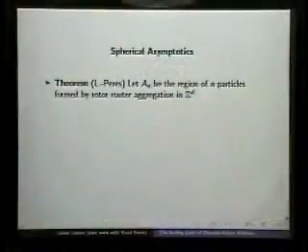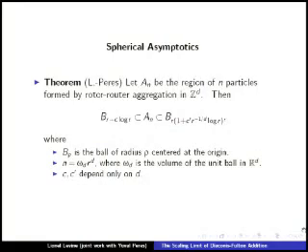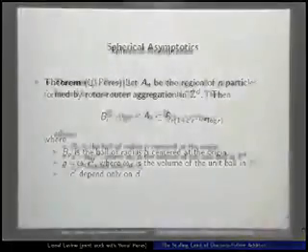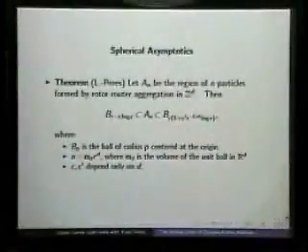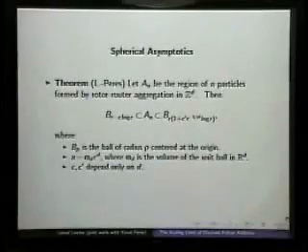So here's what we can show. If we let AN be the region of n particles that are formed in this way, then we can show that AN is squeezed in between two balls. And so what are the radii of these balls? If we choose r so that n is omega d r to the d, a ball of radius r has volume n. So that's how big we expect the radius to be.